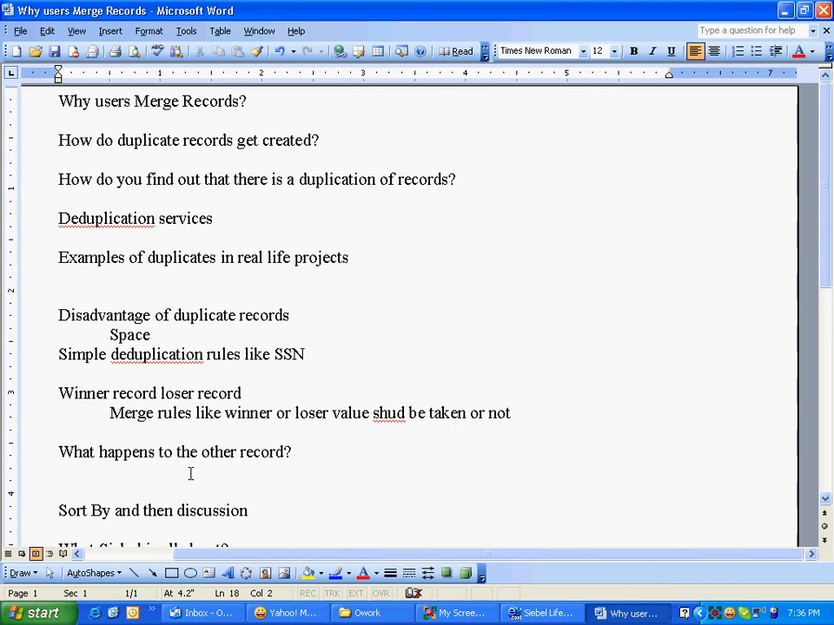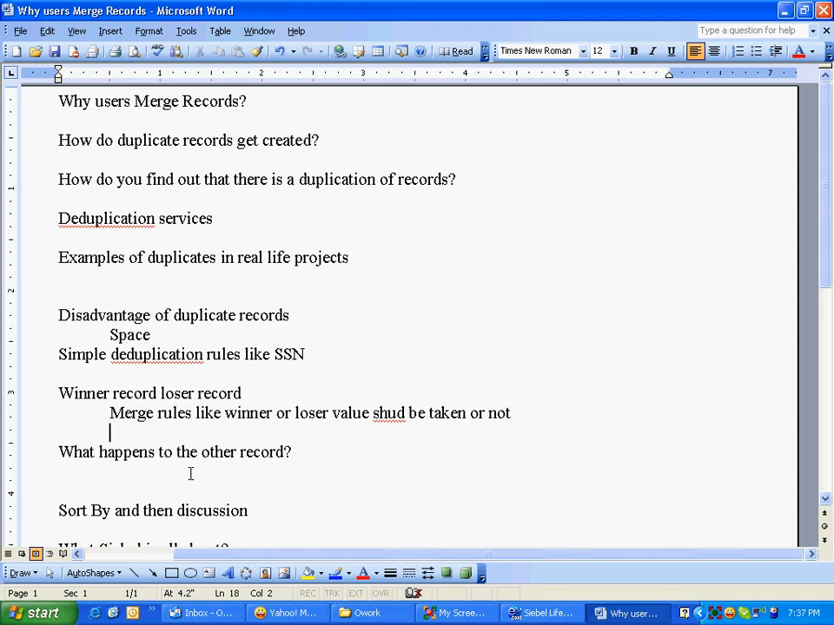Then we had a little bit of discussion around, once the duplicate records do get created, when do they get caught as part of the process? Then some random things came to my mind, and I wrote them down, and you guys gave me some ideas too. There are deduplication services. There are some companies which provide deduplication services. Then I wanted to talk about examples of duplicates in real life projects.